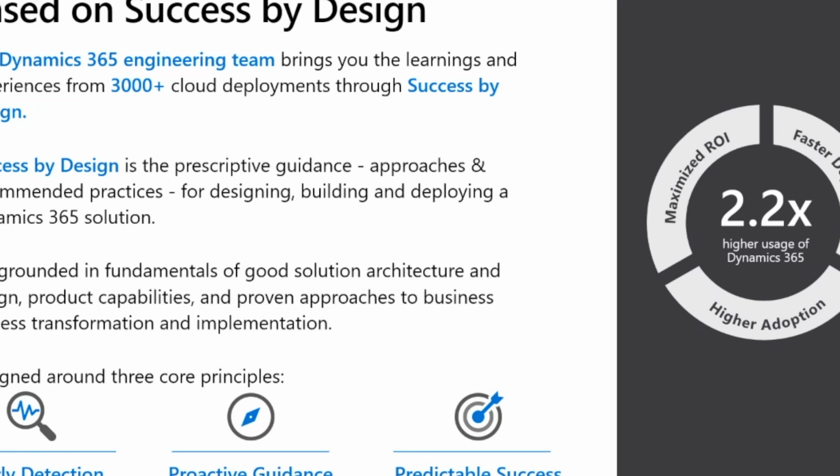The Success by Design is based on 3 core pillars. We really want to have an early detection of risks and issues in the projects. Secondly, we want to have a well-structured, reusable, proactive, and prescriptive guidance that we and you as partner and customer can use to address common design and implementation challenges. Thirdly, we are setting the goal to achieve more predictable success across a wide array of implementations.